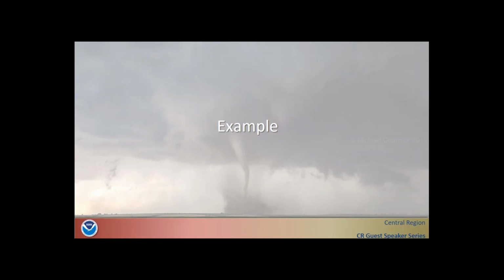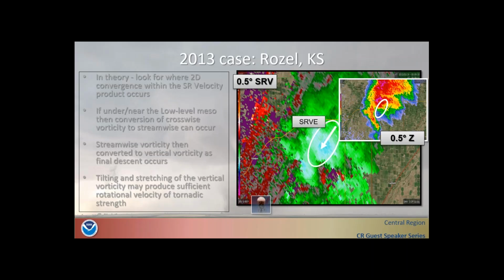So with that quick review, we're going to look through a couple of examples, and they're both from the Dodge City area. So since I'm talking, guess what? We're going to look at Dodge City cases. This first one, John briefly mentioned. This was the 2013 Roselle, Kansas EF4 tornado.